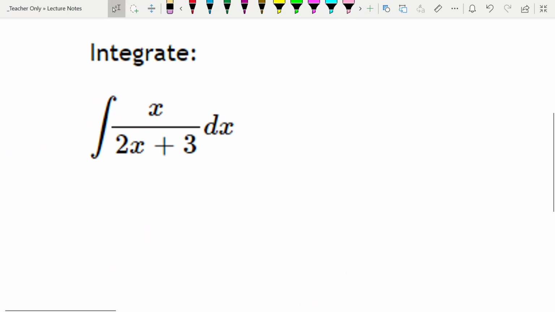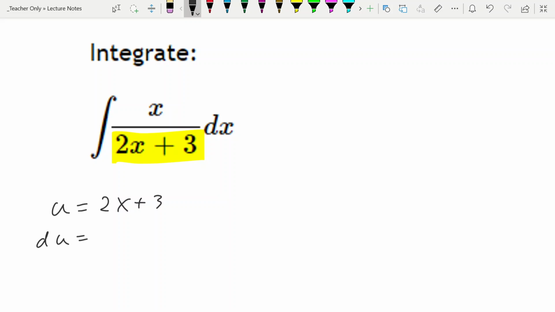Okay, so to do this problem, we're going to use an interesting version of u-substitution. The one technique we love to use is to take the denominator, whatever it is, and just let that be u. So I'm going to say let u equal 2x plus 3. Now, if I were to take du, that would give me 2 dx.